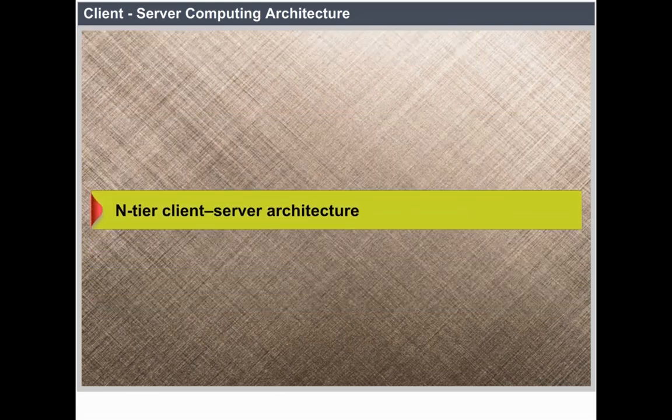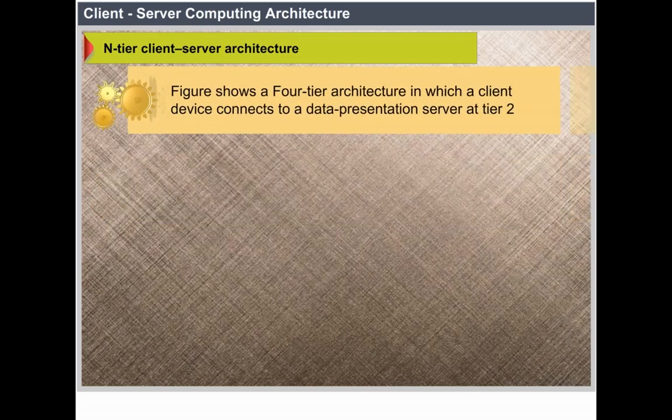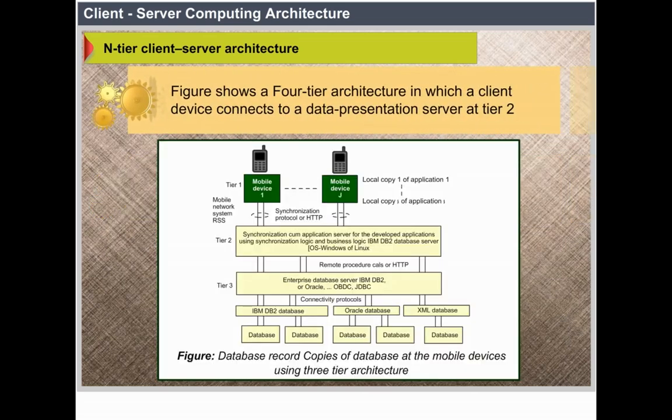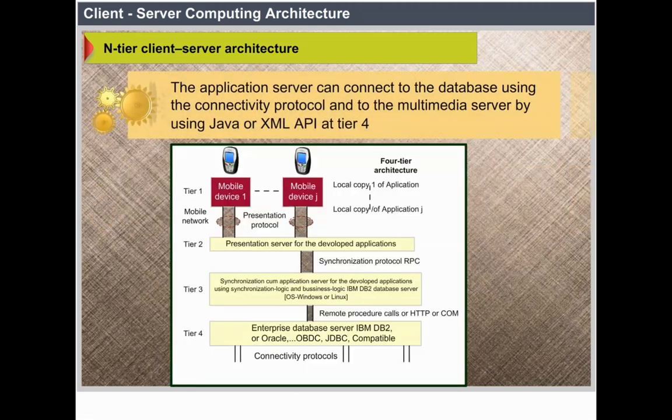N-tier client-server architecture. When n is greater than 3, then the database is presented at the client through in-between layers. Figure shows a 4-tier architecture in which a client device connects to a data presentation server at Tier 2. The presentation server then connects to the application server at Tier 3. The application server can connect to the database using the connectivity protocol and to the multimedia server using a Java or XML API at Tier 4.